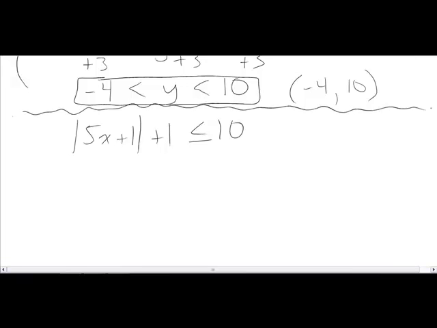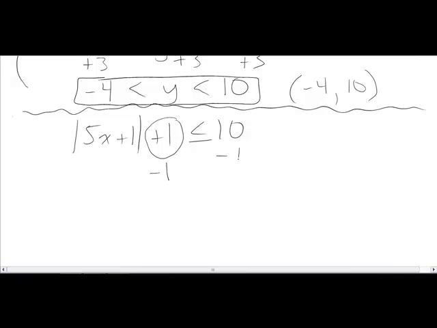Okay, first thing first. We've worked absolute value problems before. You know you need to isolate the absolute value, and that is still the case. So the first thing I need to do is get rid of this plus 1 that's hanging out right here by itself. So let's subtract it.